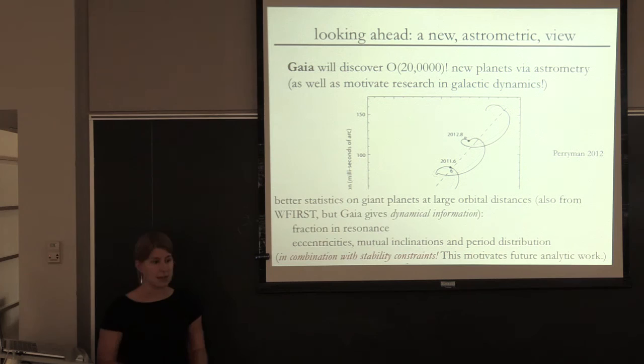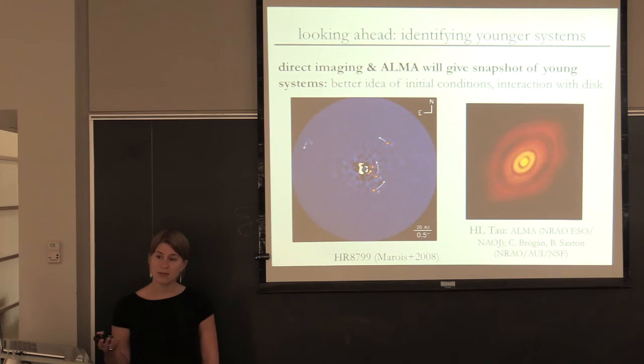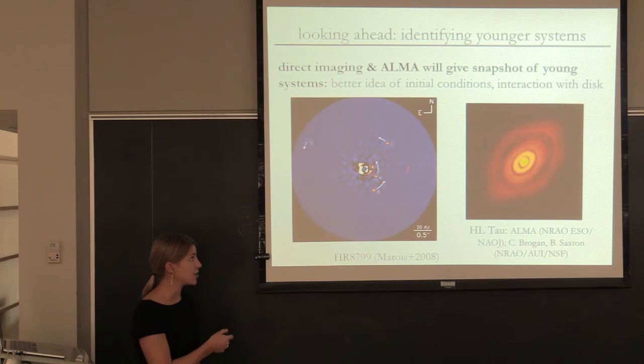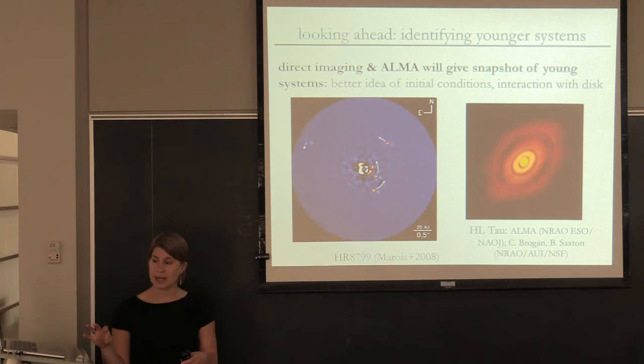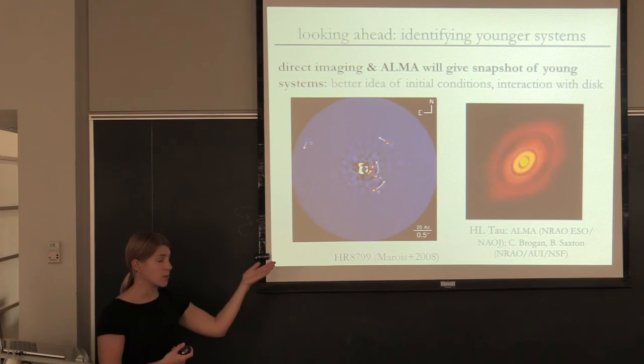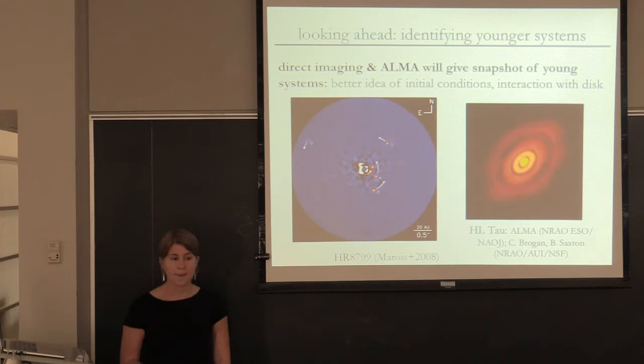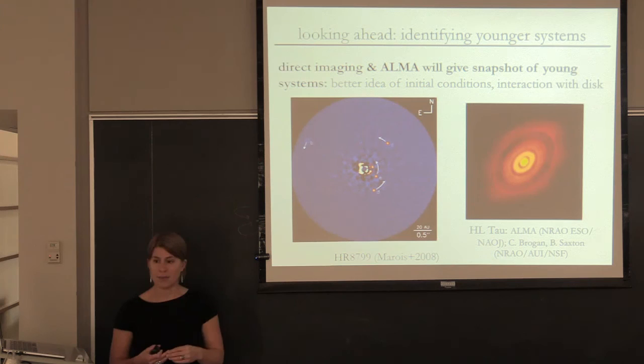On the other side of things, with direct imaging and also ALMA, we're going to be imaging systems that are very, very young. Systems like HR8799, through direct imaging, you only see the luminosity from planets when they're very young and they haven't cooled off yet. So these are young systems. And then, of course, with ALMA, looking at emission from disks, that's also probing the systems when they're very young. So with these other observational techniques, we're also going to be probing this question from a different angle, trying to understand how these systems evolved.